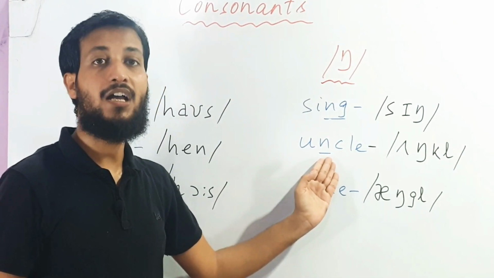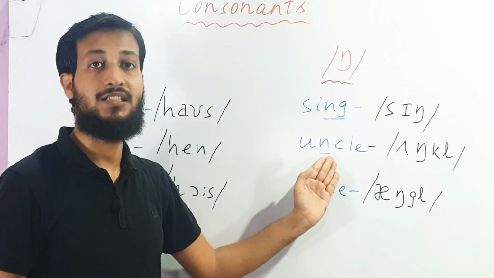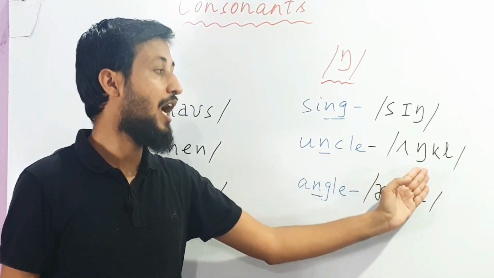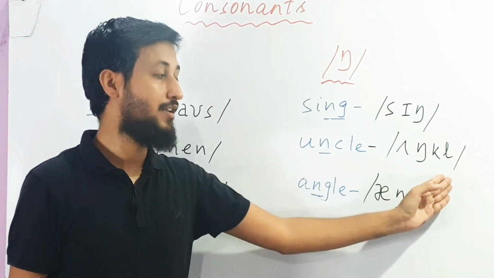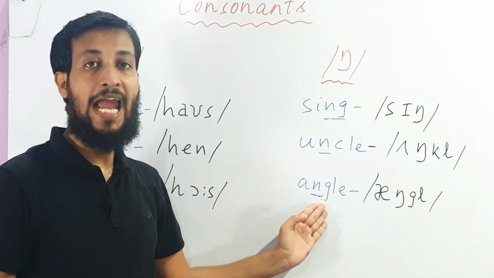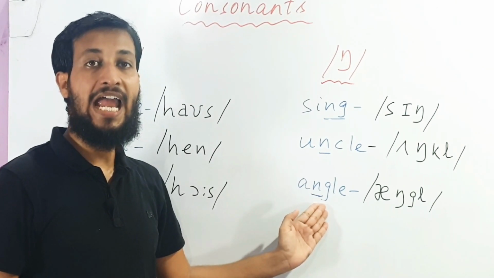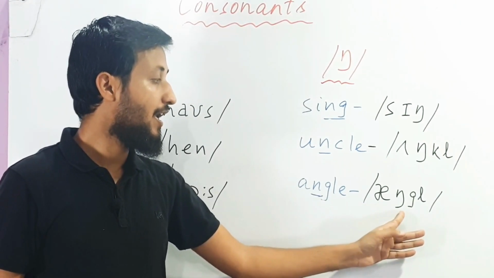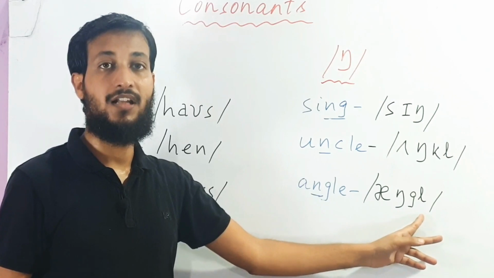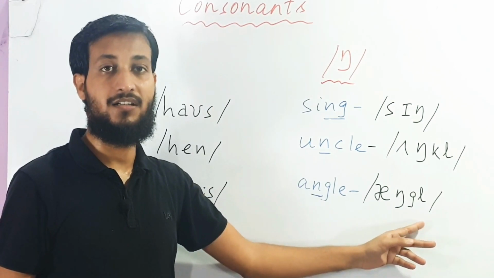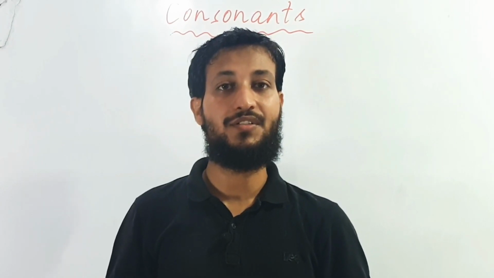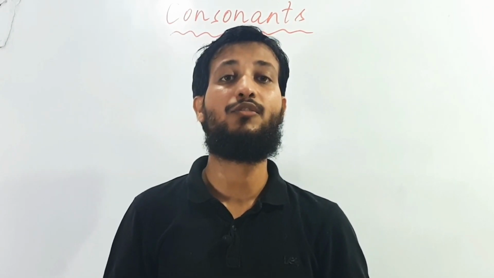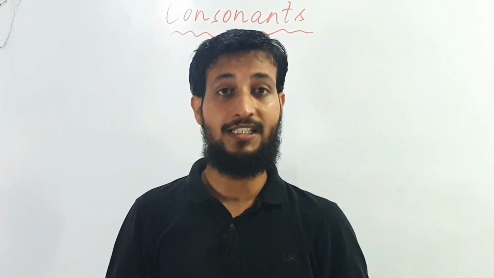And uncle, and angle. So these were the consonant sounds of English. Watch the video again and again until you get each sound correctly.